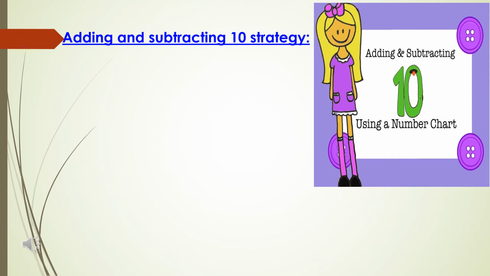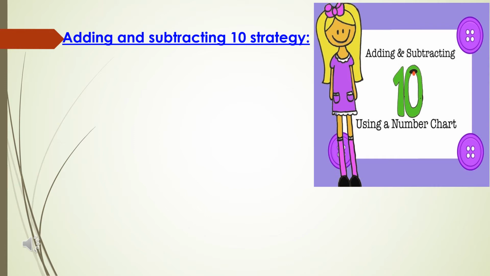Do we have any numbers in tens place? Yeah, we have 1. We will decrease this 1 by another 1. We will take away 1. So this 1 will be what? 0. It will be 0.